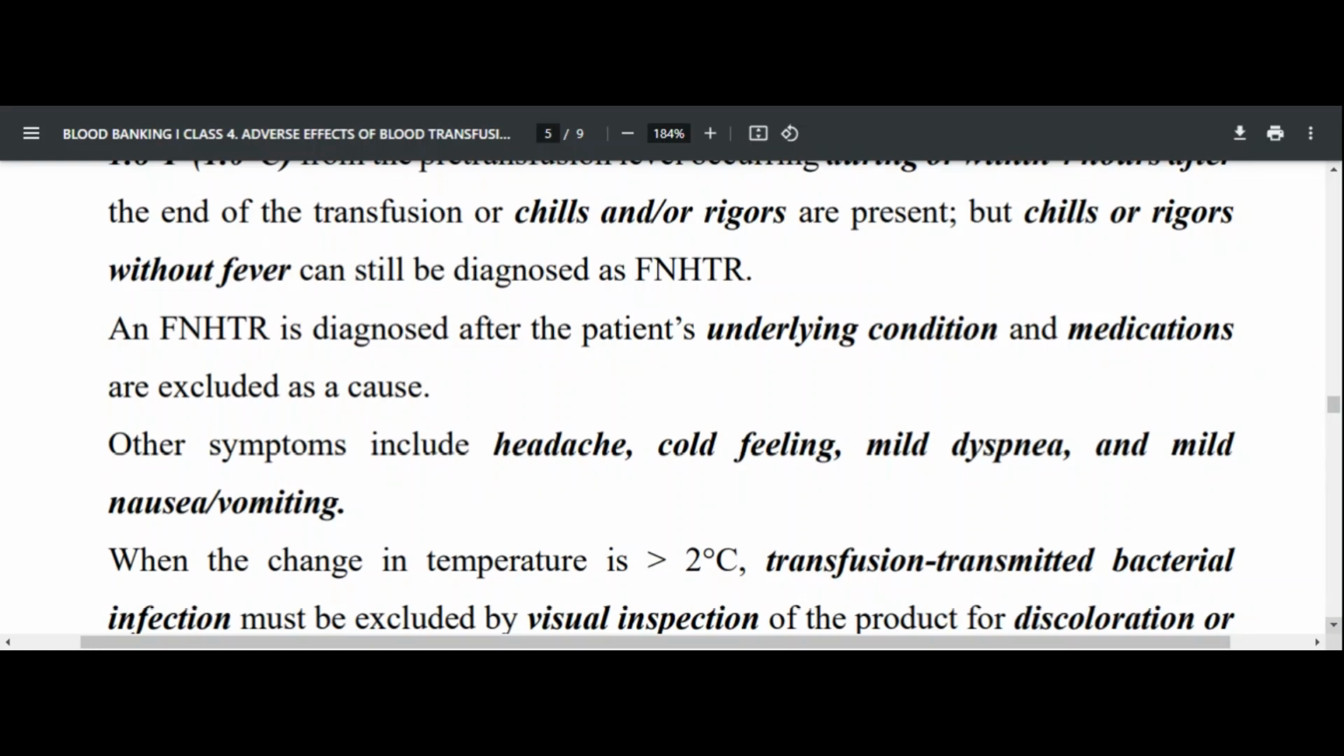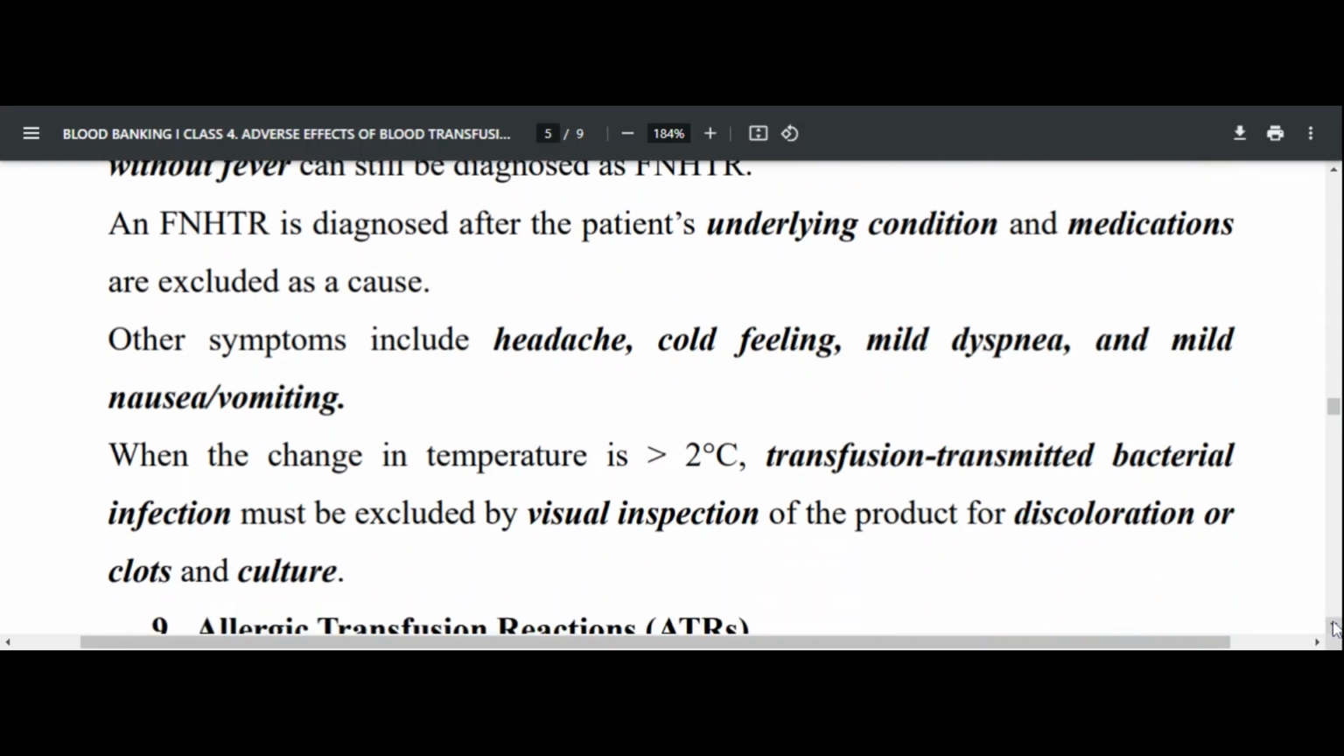You also have to look at other possible symptoms, including headache, cold feeling, mild dyspnea, and also nausea and vomiting. When the temperature change is greater than 2 degrees, it is no longer febrile. So that's why you have to remember it. You have to note that one. If the change in temperature is greater than 2 degrees, it is no longer febrile. It is now reclassified as transfusion transmitted bacterial infection, not febrile.